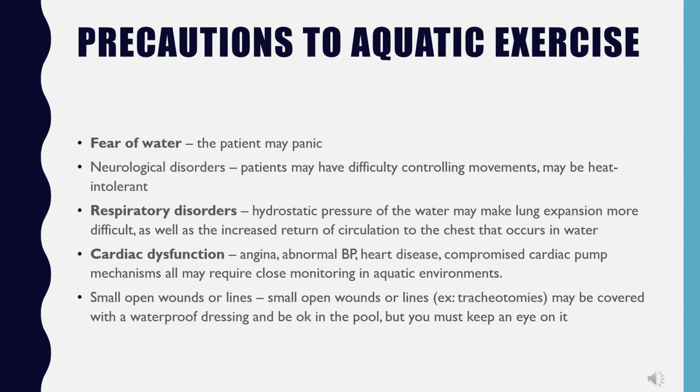Neurological disorders are going to be another precaution to consider. Patients may have difficulty controlling movements, and they may be heat intolerant, such as patients with MS and post-polio disorder. Those patients are going to be really heat sensitive, and so warmer water temperatures are going to be difficult for them to tolerate because it's going to increase the body temperature faster. Water conducts temperature 25 times faster than air, so warm water is going to make a person hotter faster than warm air is. And so we need to be sensitive to those patient populations with neurological disorders, but also then looking at their ability to control movement and whether or not they're safe to put into the water.